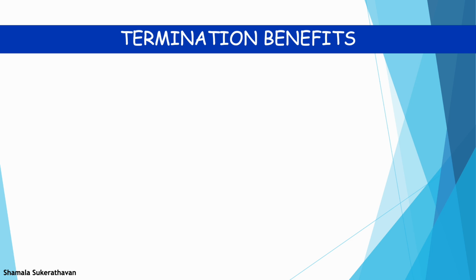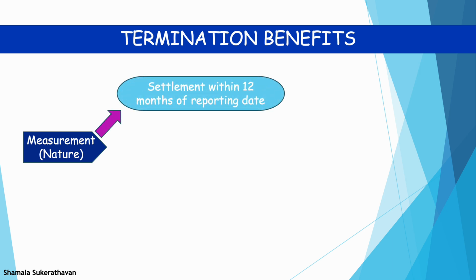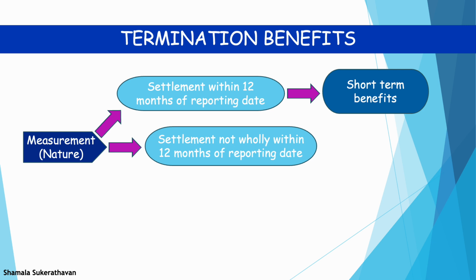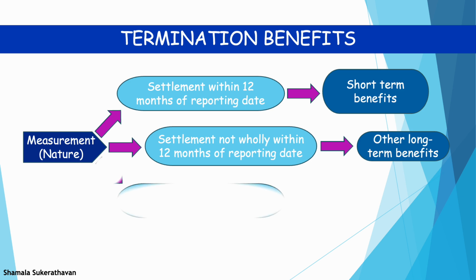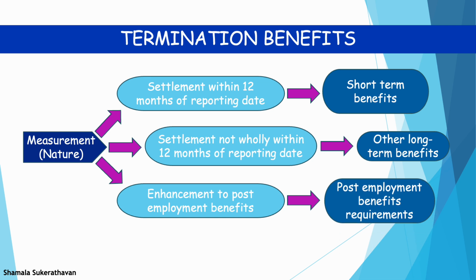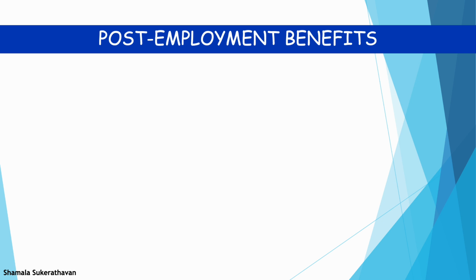An entity shall recognize termination benefits on initial recognition and shall measure and recognize subsequent changes in accordance with the nature of the benefits. If the termination benefits are expected to be settled within 12 months of the reporting period in which it is initially recognized, it shall be accounted as a short-term benefit. However, if the termination benefits are not expected to be settled wholly within 12 months of the reporting period in which it is initially recognized, it shall be accounted as a type of other long-term benefit. In the case of termination benefit that results in an enhancement to post-employment benefits, the entity shall apply the requirements for post-employment benefits.